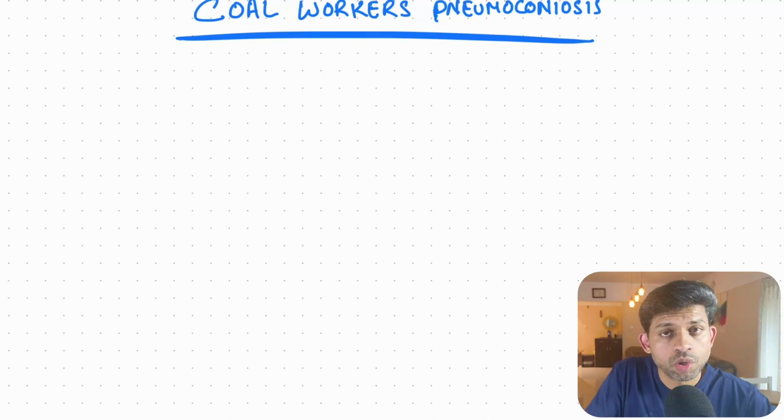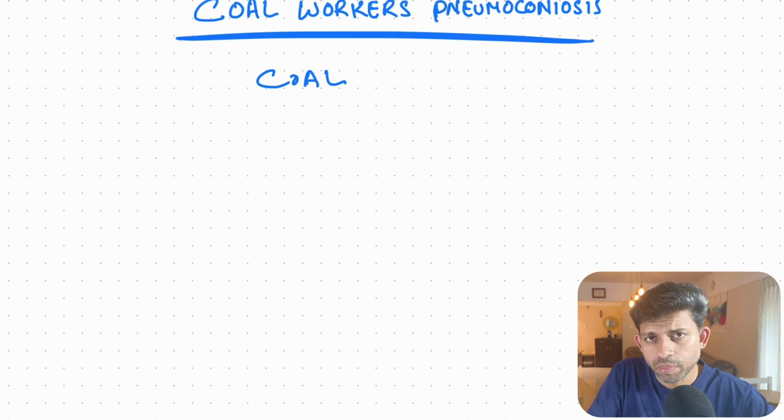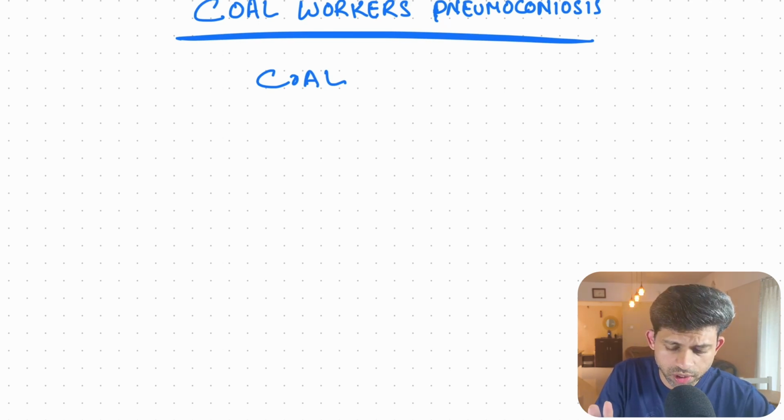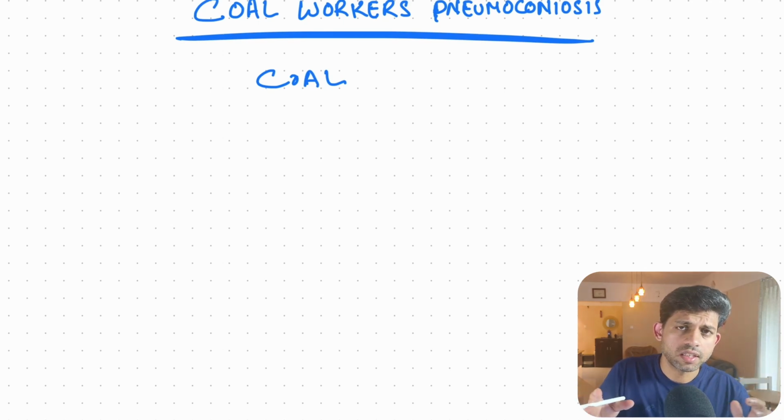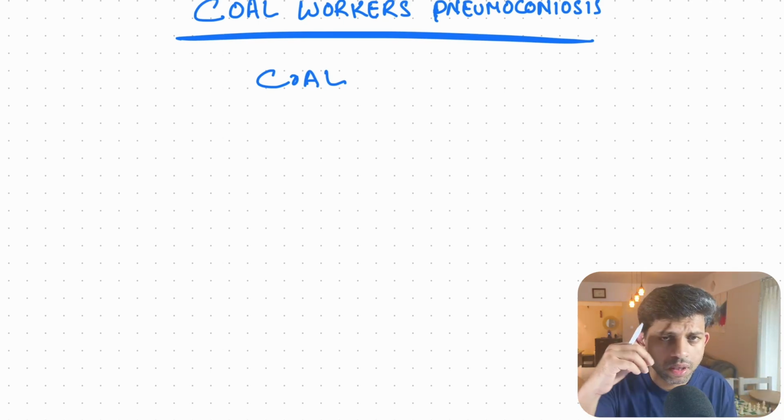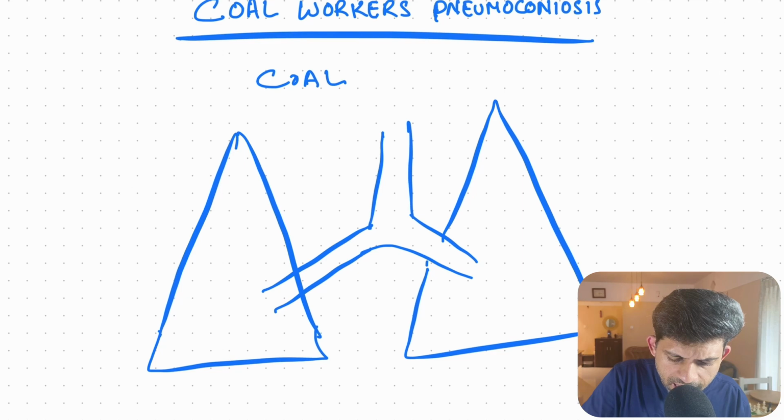Coal workers' pneumoconiosis is caused due to coal inhalation. Dust reduction measures in the workplace have greatly reduced the incidence of coal workers' pneumoconiosis. The spectrum of the disease is wide. It can be simple or complicated.